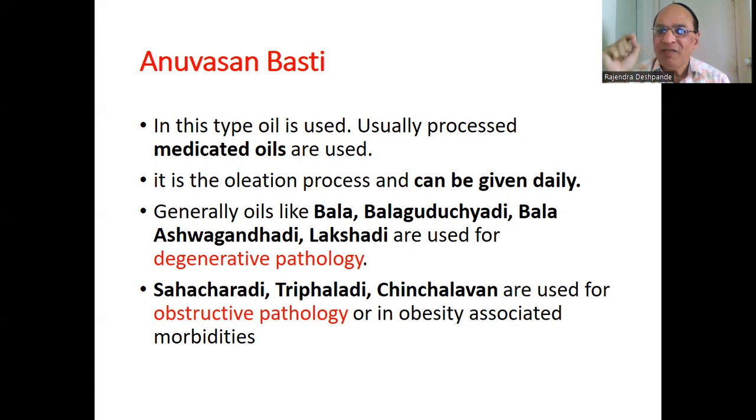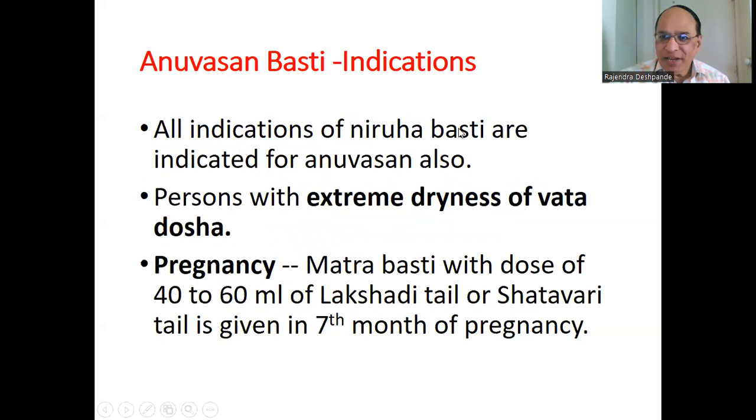Dhatu Kshayajanya Vata Prakop. Must remember, Dhatu Kshayajanya is undernutrition. Dhatu Kshayajanya is a deficiency, like tuberculosis, cancer, HIV. Okay? But Sahacharadi Tail, Trifaladi Tail, and Chinsalavana Tail are used for obstructive pathology of Vata dosha, that is Strotorodhajan Vata Prakop, and especially obesity or atherosclerosis type of problems. Anuvasana Basti indications.